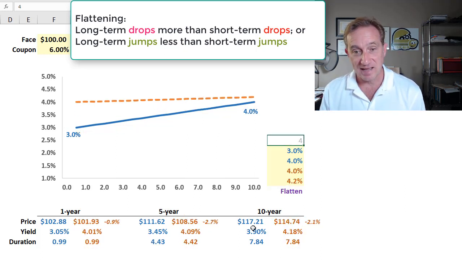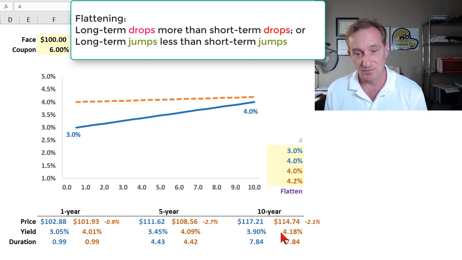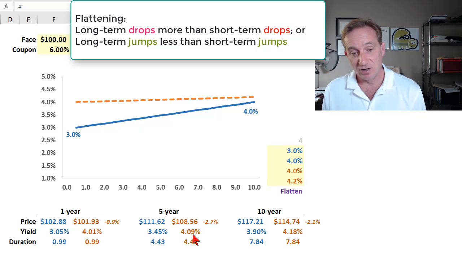Next scenario for flattening, this time the rates all go up. But if the long-term rate goes up less than the short-term rate, then we have a flattening. In this case, only 20 basis points is less than 100 basis points. Visually, that looks like a flattening here. And notice our duration measures aren't really very helpful. To me, somewhat counterintuitively here, the 5-year bond, our medium rate bond, suffers the most in terms of price depreciation. After all, the 10-year bond has most of its principal right here, where there's not much of an increase.